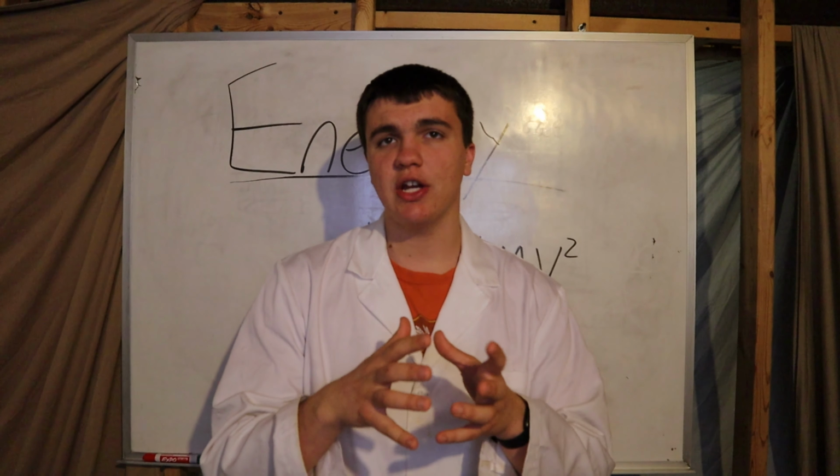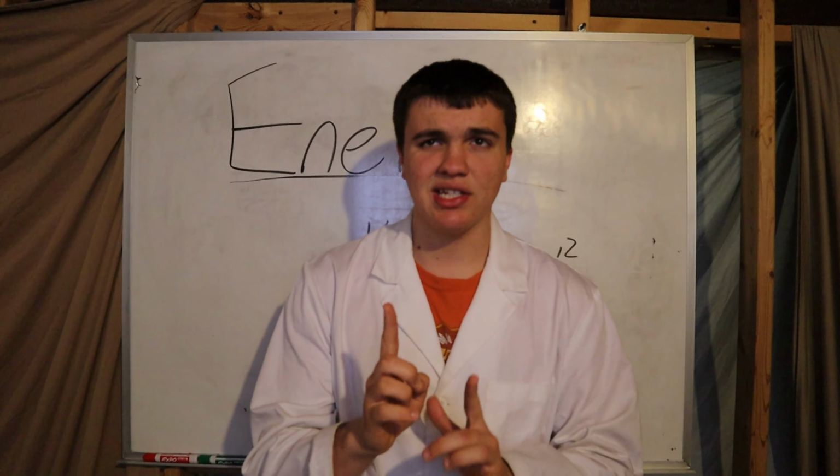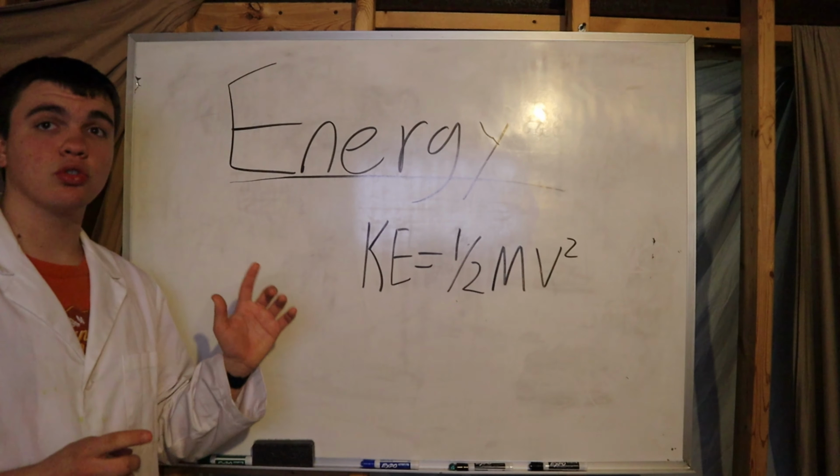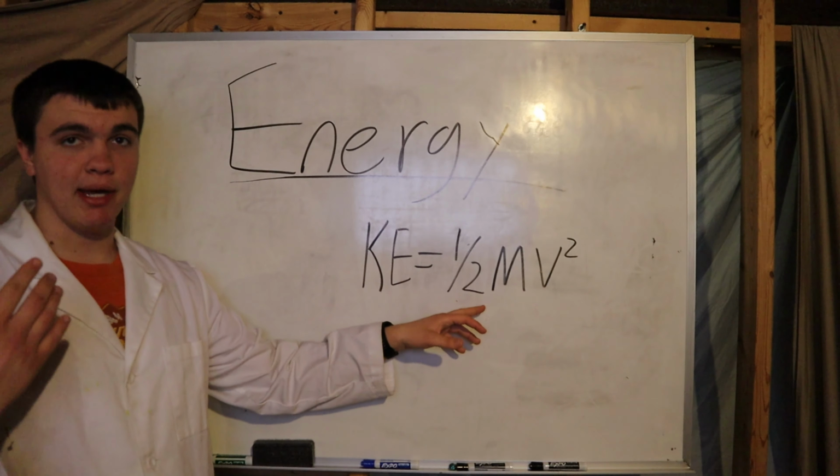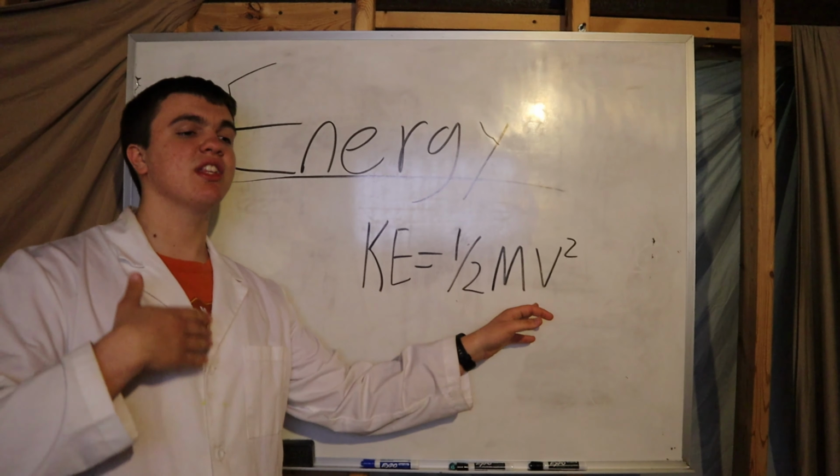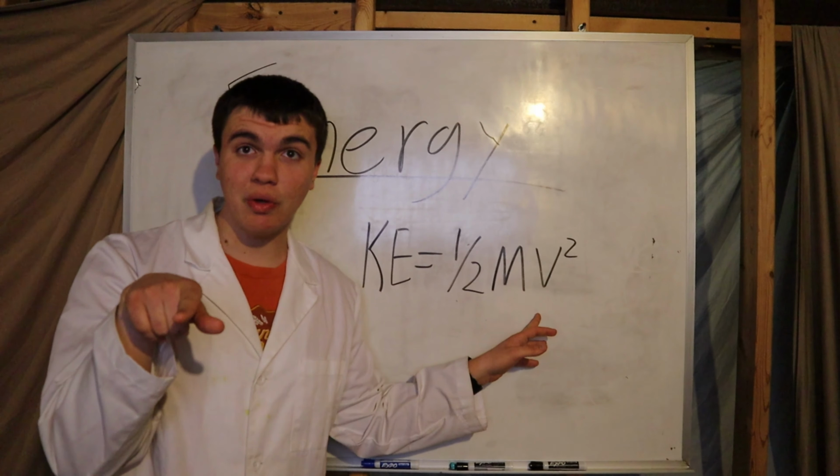Kinetic energy is the energy of a moving object. This has one set equation. KE is equal to 1/2 times m, the mass of the moving object, times v, the velocity of the moving object, squared.